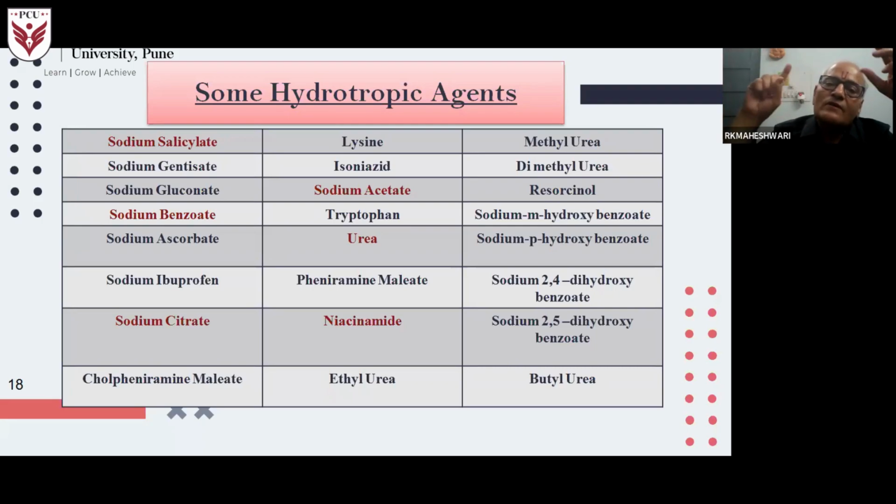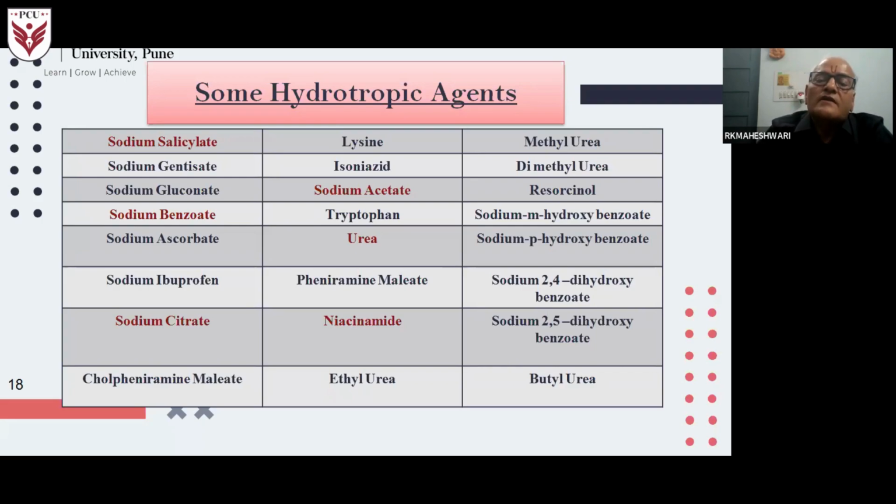One more example we will take from this list: sodium benzoate. Sodium benzoate is also a very good hydrotropic agent. If we prepare a concentrated solution of sodium benzoate in water, for example 30% weight by volume, in this concentrated solution the solubility of several poorly water soluble drugs is enhanced. Now I am naming those poorly water soluble drugs of which the solubility is enhanced by the concentrated sodium benzoate solution.